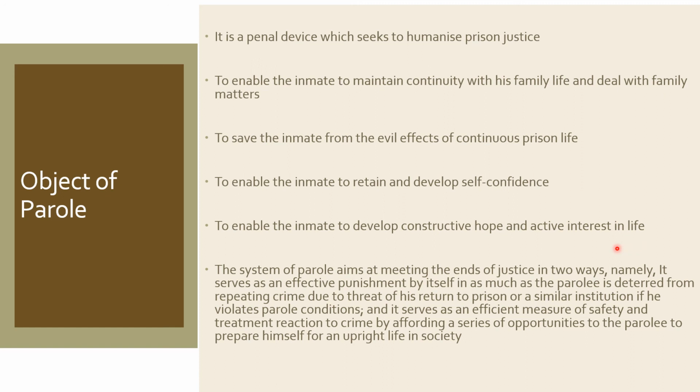So we can very well say that the system of parole aims at meeting the ends of justice in two ways. How? It serves as an effective punishment by itself, inasmuch as the parolee is deterred from repeating crime due to the threat of his return to prison or a similar institution if he or she violates parole conditions, and it serves as an efficient measure of safety and treatment reaction to crime by affording a series of opportunities to the parolee to prepare himself for an upright life in society.